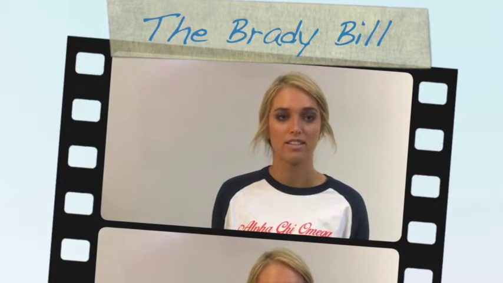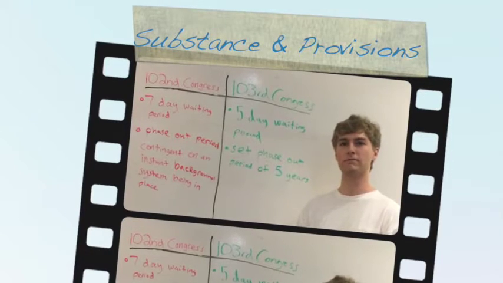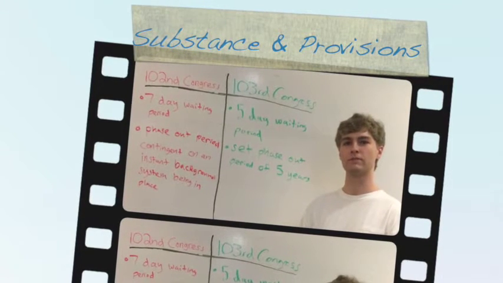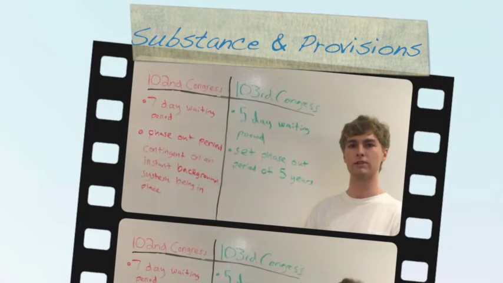In the 103rd Congress, the Brady Bill was introduced by Schumer as a separate bill as opposed to an omnibus bill. To sway the votes necessary to invoke cloture in the Senate, the substance and provisions of the Brady Bill had to be slightly moderated.